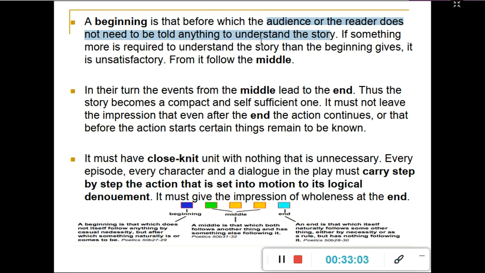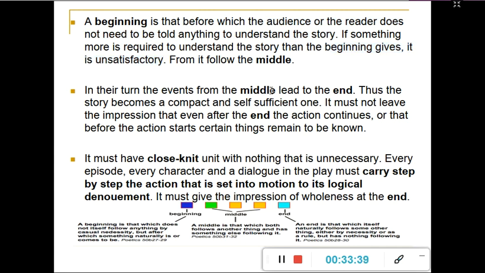Of course not. يبقى هي ال beginning، هي ال introduction، هي the part of the work of art that tells the audience what is going on or what is the backbone of the story، من غير ما يكون a reader needs anything to be told. And if something more is required to understand the story, then the beginning is unsatisfactory. يبقى لو ما عملتش كده هتبقى unsatisfactory beginning، يعني غير مشبعة للقارئ إنه يفهم هو قصد إيه. وبعد كده beginning بتسلم بالتالي middle of the action.